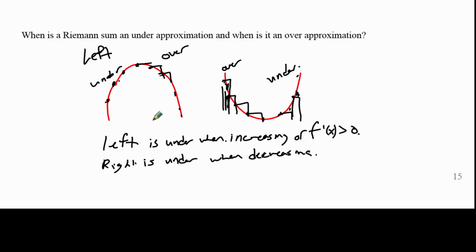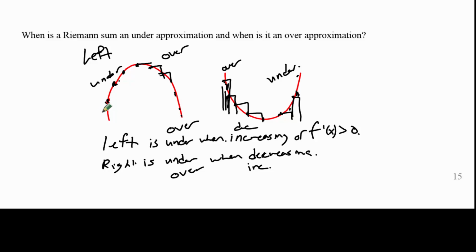And then the converses are also true. So left is under when we're increasing. It's over when we're decreasing. And the right is over when increasing. But I would really draw it out and be like, okay, so we have an increasing function. The left side is going to be lower than the right side if we're increasing, because the right sides are higher than the left. That's what it means to increase.